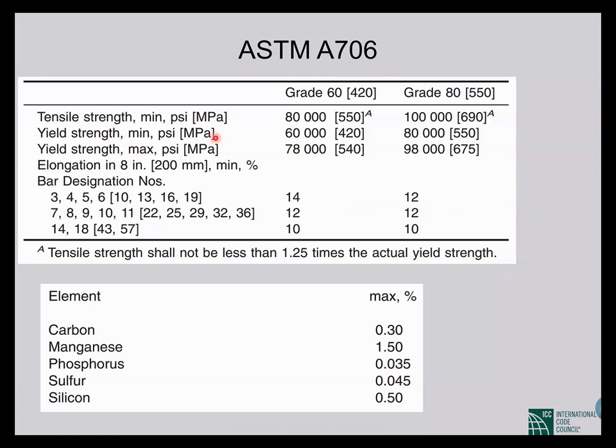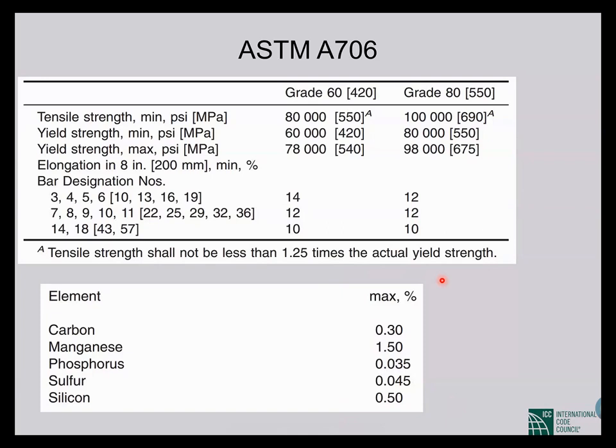And these are the limits for tensile strength, yield strength and elongation. This is important. This is the difference between ASTM A615 and ASTM A706. The metallurgical composition is defined. That is, the elements other than iron, what should be the proportion, what should be the percentage of those elements, that is clearly, specifically defined.